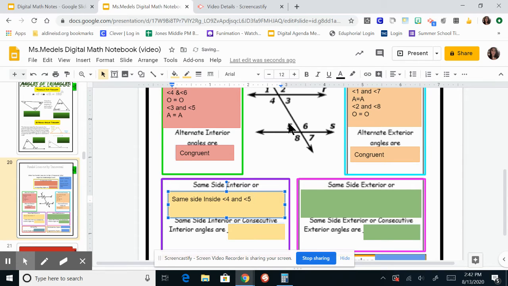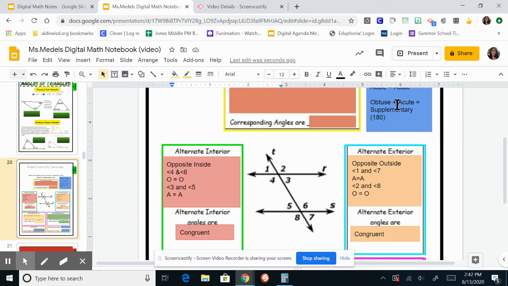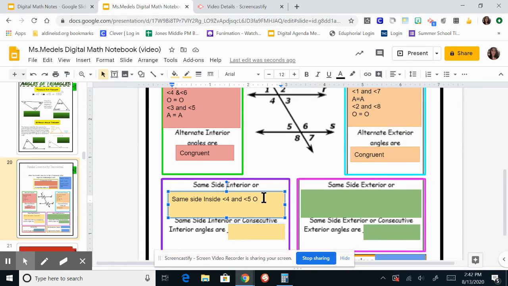Now, this is where it gets tricky. Angle 4 is an obtuse angle, but angle 5 is an acute angle. So remember, if I have an obtuse and an acute, they're going to equal 180. So I'm going to put O plus A equals 180.